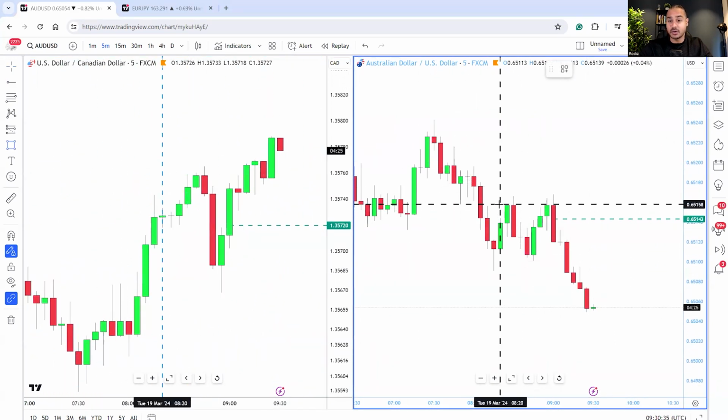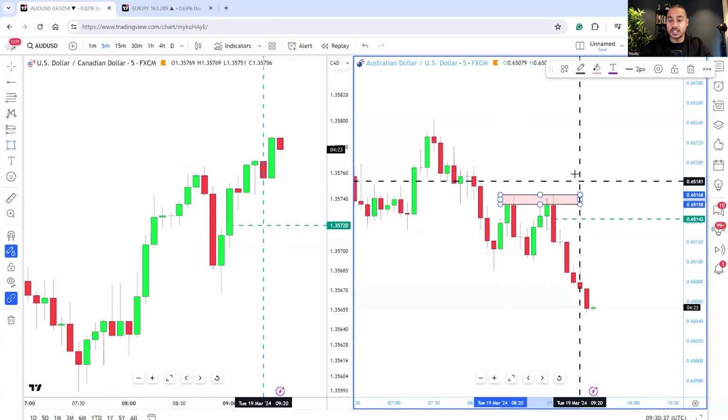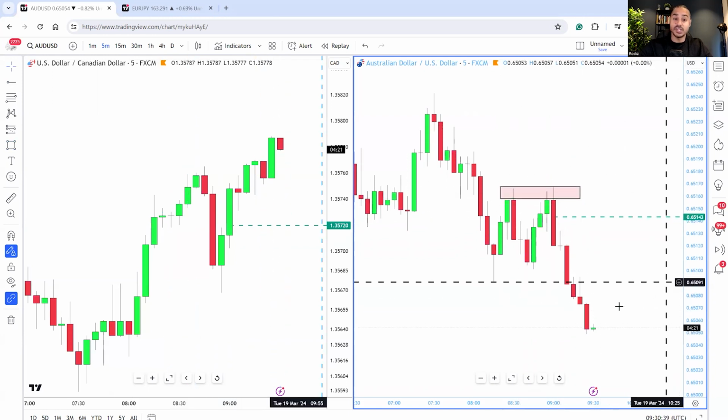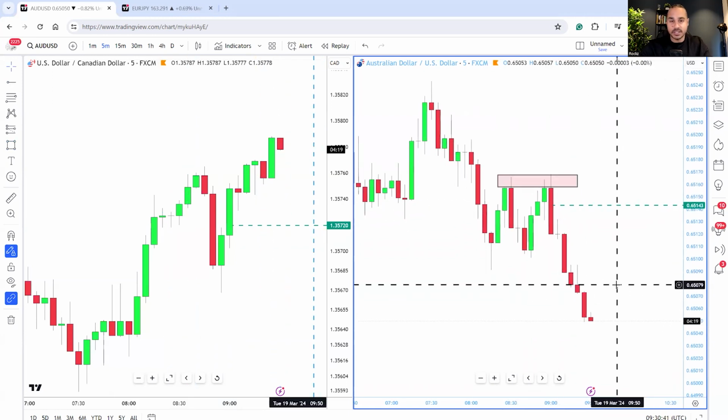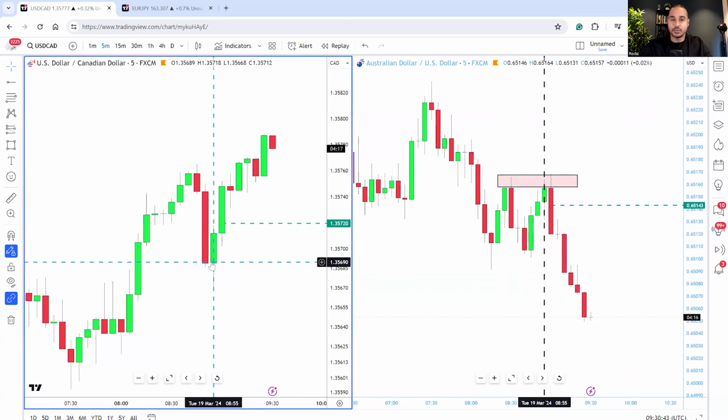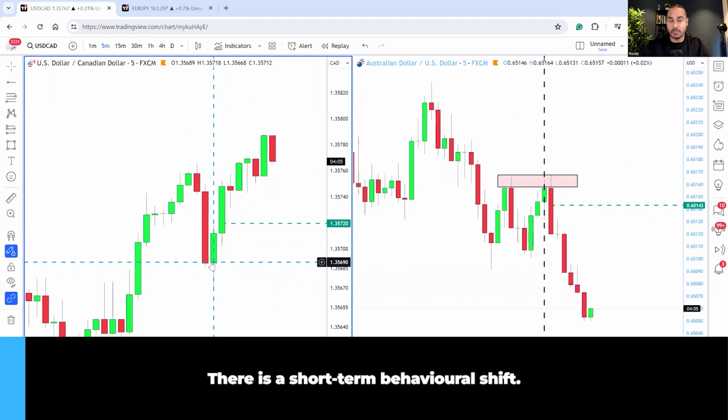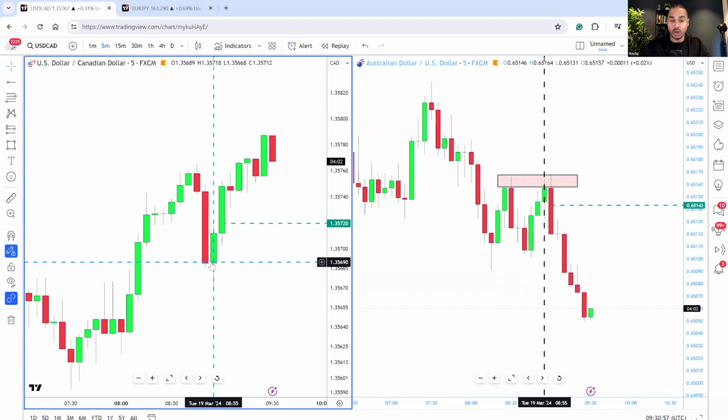We even have a further confluence here on Aussie dollar USD. Price creating a double top, which is a pattern. It's just another confluence, but it's a pattern. Now, if you see the candle close here at 8:55, you can see that this candle has closed bullish. Okay, so this is illustrating to us at this moment in time that there is a short-term behavioral shift favoring the dollar bullish.